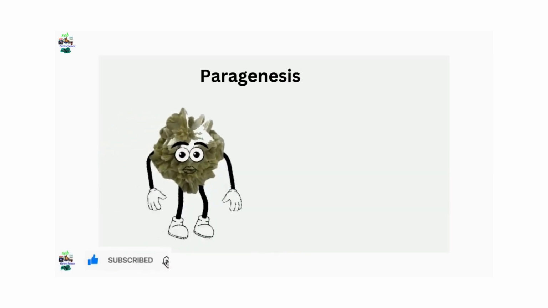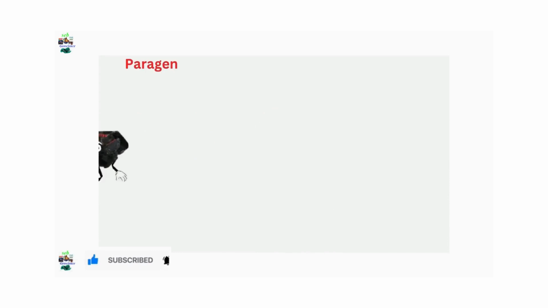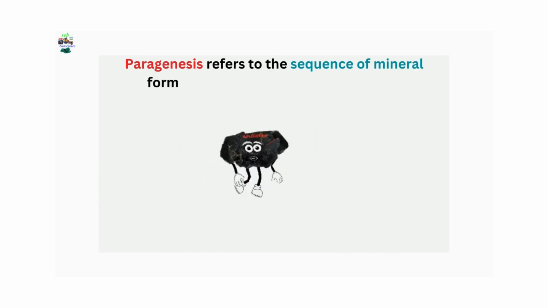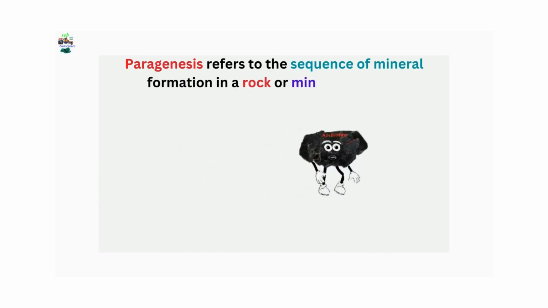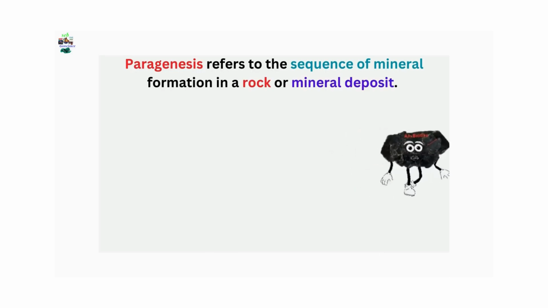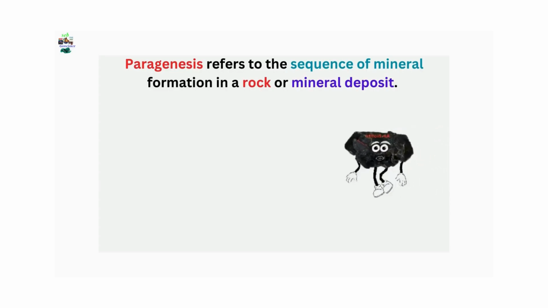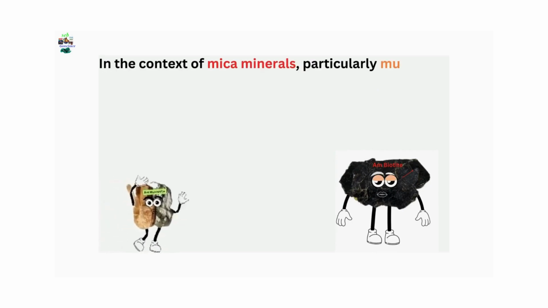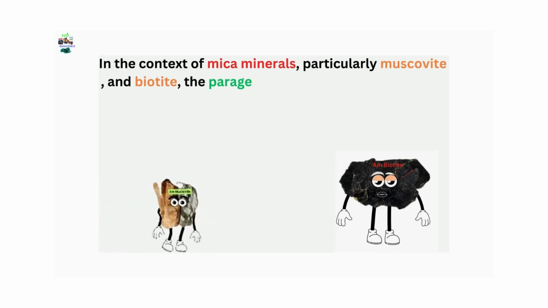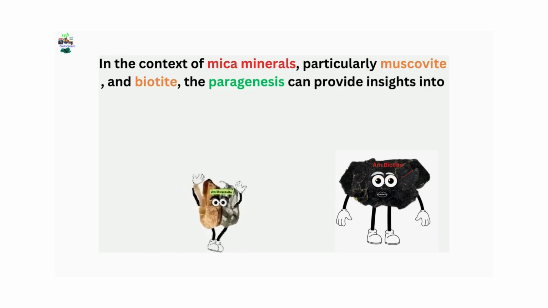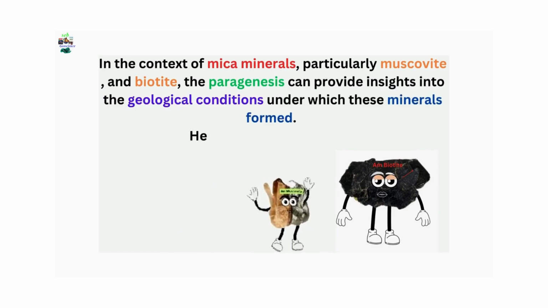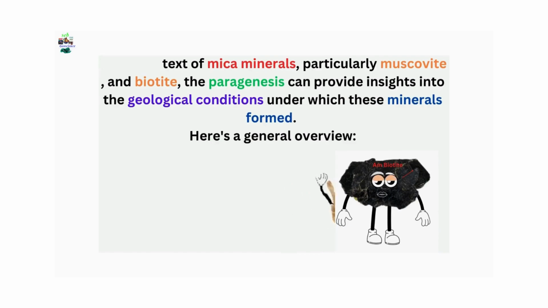Paragenesis, or its formation, or its origin. Paragenesis refers to the sequence of mineral formation in a rock or mineral deposit. Paragenesis means the way of formation, or the genetics, or the origins of the minerals. In the context of mica minerals, particularly muscovite and biotite, the paragenesis can provide insight into the geological conditions under which these minerals formed. Here is a general overview. We will see some of the paragenesis of the mica minerals.